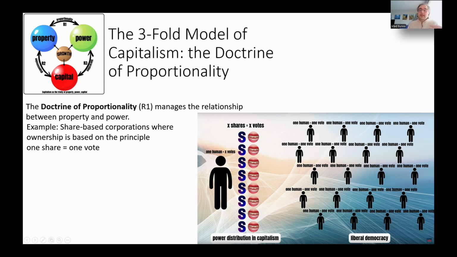And the share is like a legal abstraction. The share has the vote, and the human can be considered just like the voice for that share. If that share had a brain, it would speak for itself. This is how I put those mini mouths speaking, each next to an S representing the share. So this is the core of how the doctrine of proportionality works in capitalism.